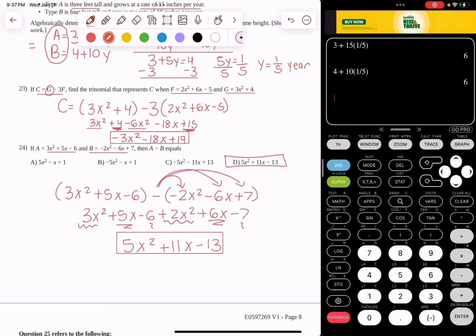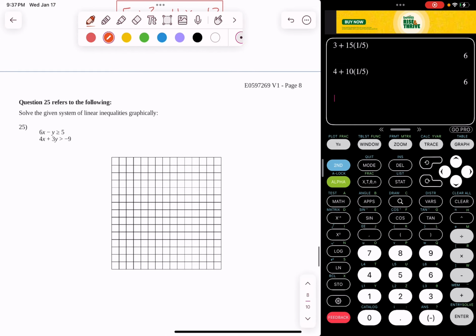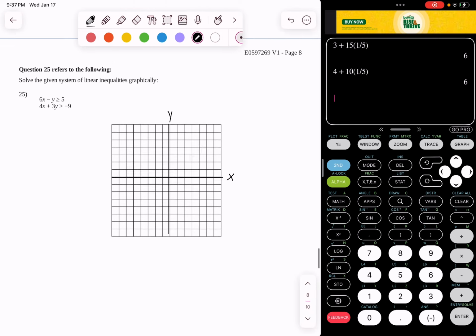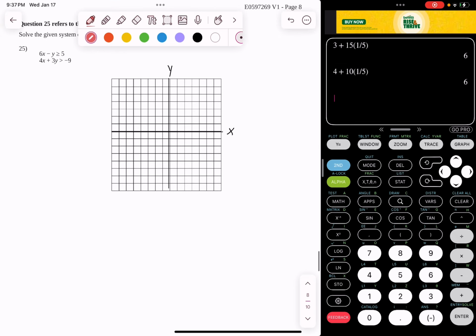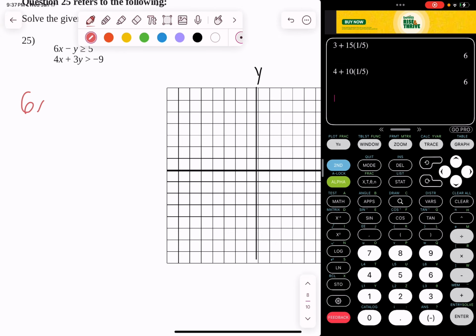All right, let's look at question 25. Solve the given system of inequalities graphically. They didn't give me an x and a y, but I'll just make this my x and I'll make this my y. It's okay if it's not perfectly equal. All right, let's graph the first one down first. 6x minus y is greater than or equal to 5. I need to get the y to be the only thing on the left side, so I'm going to subtract 6x.